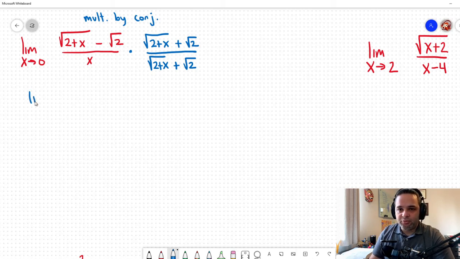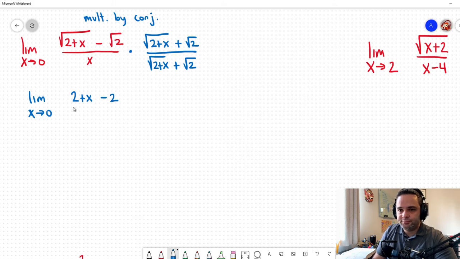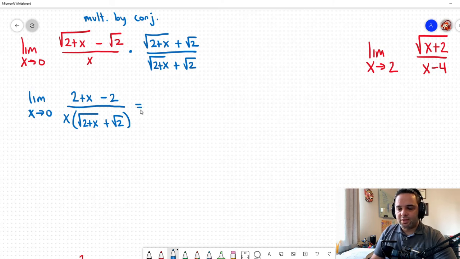So now, rewriting my limit expression, we always rewrite the whole limit. Don't just write the body of the limit, you need to write that front part as well. So I'm going to multiply the numerator, so that becomes 2 plus x, and then we have minus 2, divided by, and now in the bottom we have x times square root of 2 plus x plus square root of 2. Okay, so now I'm going to go ahead and simplify. I can see the 2 and then that minus 2 will cancel.